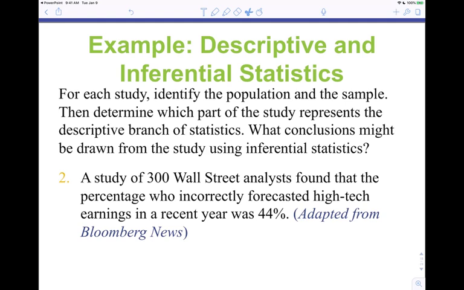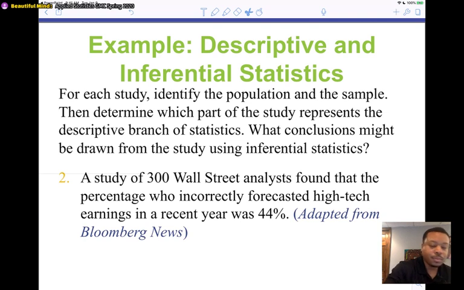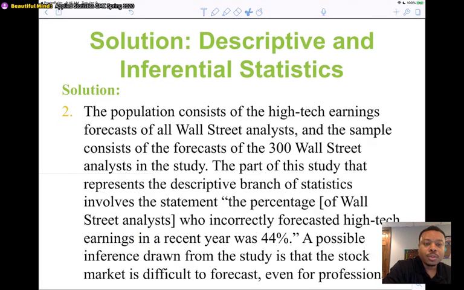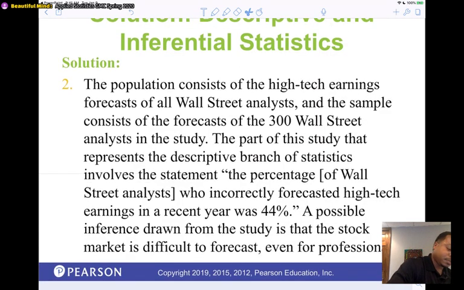So let's see, how do we do? So the solution says the population consists of the high-tech earnings forecast of all Wall Street analysts. The sample consists of that for the 300 Wall Street analysts in the study. The part that's the descriptive branch is going to be the percentage of the analysts who incorrectly forecasted the high-tech earnings, which was 44%. A possible inference drawn from the study is that the stock market is difficult to forecast even for professionals. Okay, and that actually closes out this section.